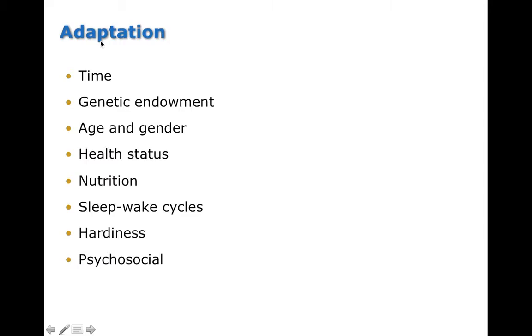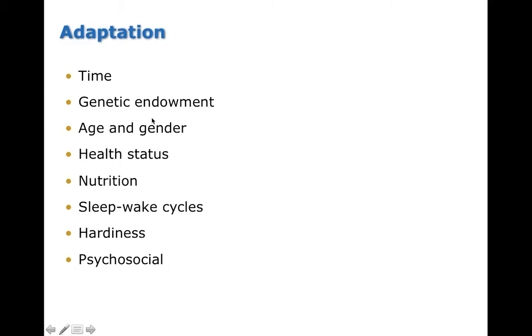So in terms of adaptation to stress, there's lots of different variables here, right? So we know that not everyone deals with stress the same way, whether they deal with that psychologically or physically. Ultimately, adaptation depends on all of these factors here. So time is a major variable. Sometimes it just takes an adequate amount of time in order for your body to deal with a stressor.